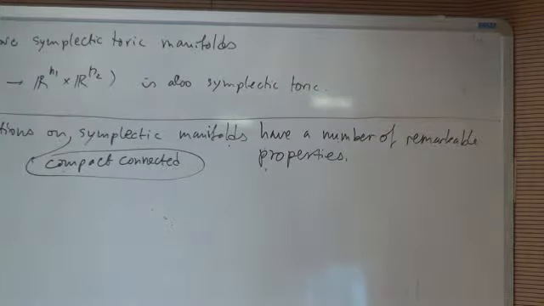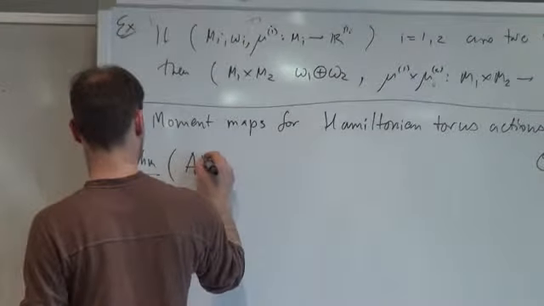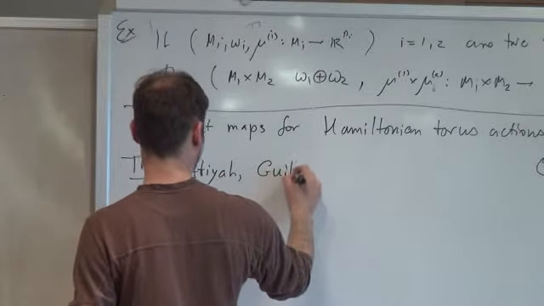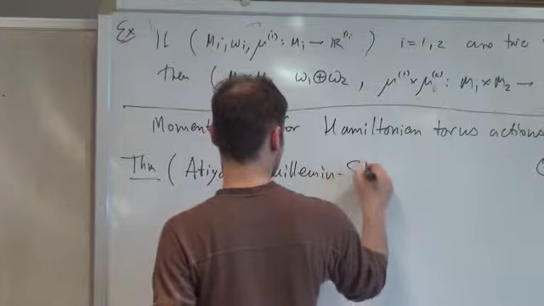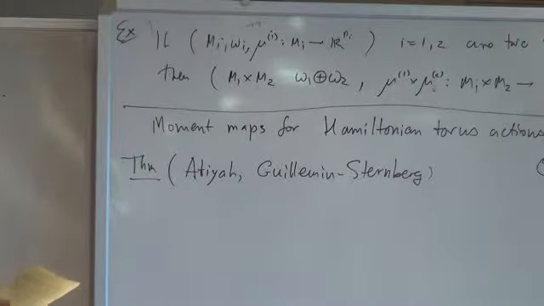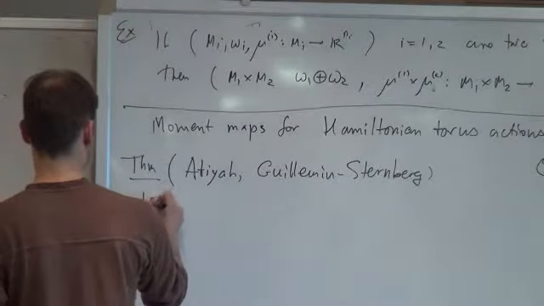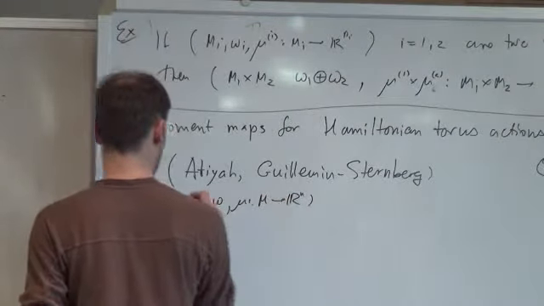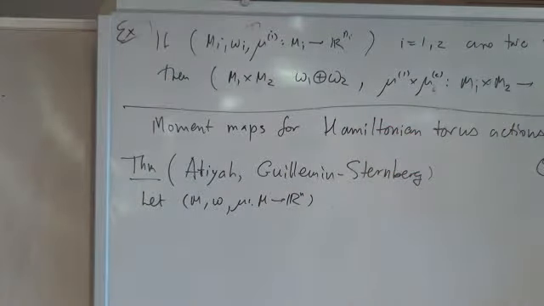So let me start with the first one, which is a theorem due to Sir Michael Atiyah and to Guillemin and Sternberg, independently. So let M, omega, mu be a Hamiltonian torus action. So I defined toric ones. Now I'm talking about just Hamiltonian torus actions, not necessarily toric. Toric means the torus is as big as possible. Here I'm not assuming that.